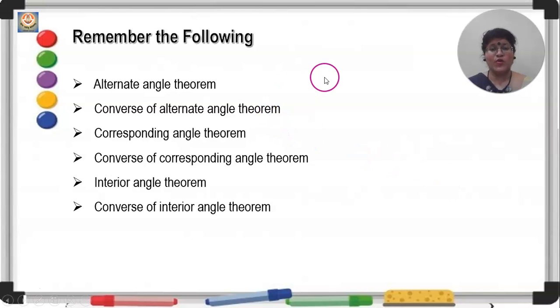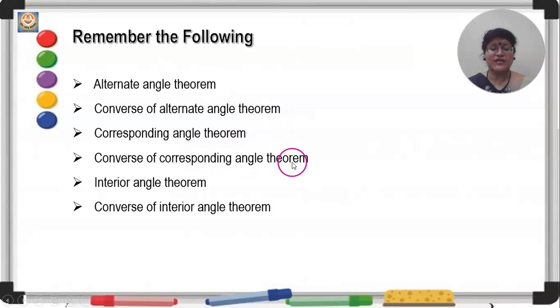Now remember the following theorems: alternate angle theorem and converse of alternate angle theorem. What is the difference between alternate angle theorem and the converse? In alternate angle theorem, the statement is: when a transversal intersects two parallel lines, then the alternate angles so formed will be congruent. But in the converse of alternate angle theorem, the statement is: a transversal intersects two lines, and if a pair of alternate angles are congruent, then the lines become parallel.